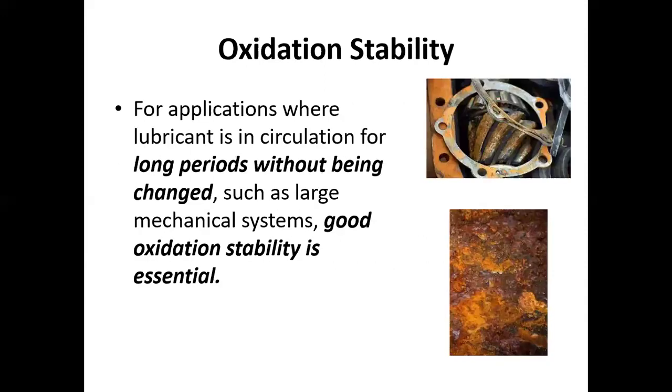For applications where lubricant is in circulation for long periods without being changed, such as large mechanical systems, good oxidation stability is very essential. As much as possible, to limit changing oils from time to time, we must make sure that our oil or lubricants have higher oxidation stability, meaning they will not be easily corroded, contaminated, or oxidized.